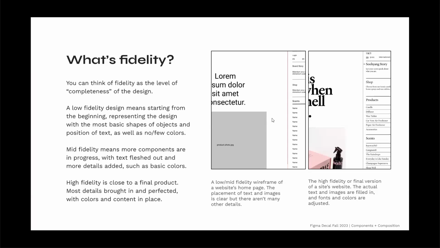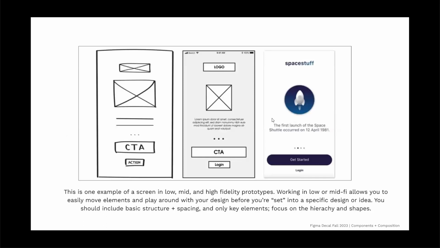So on the left-hand side, there's going to be a low or mid-fidelity wireframe of a website's homepage. The placement of all the things is clear, but there aren't many details. And on the right, you're going to see the high fidelity or final version of the same website, where you see the text and images are filled in and the fonts and colors are also adjusted. So this is one example of a screen in low, mid, and high fidelity prototypes.